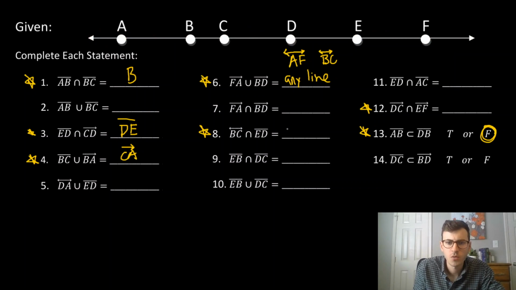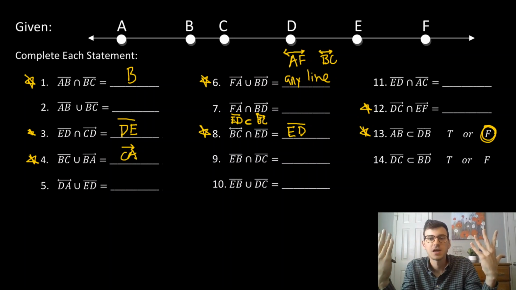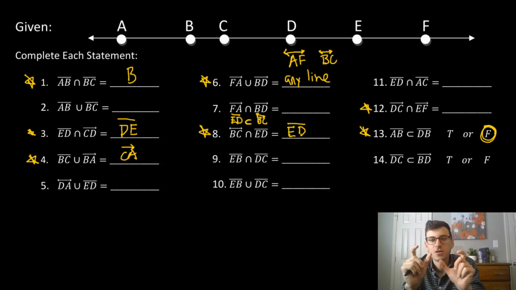So what could we say if we're relating segment ED to BC? We could say that ED is a subset of BC, right? Because all of the points in ED are contained in line BC. And in fact, any segment on here would be a subset of the line, which is pretty cool.